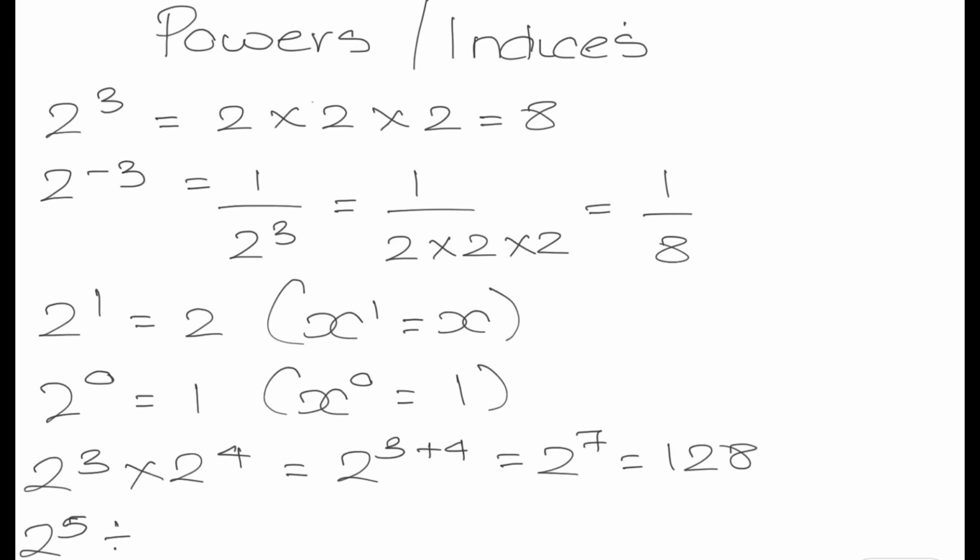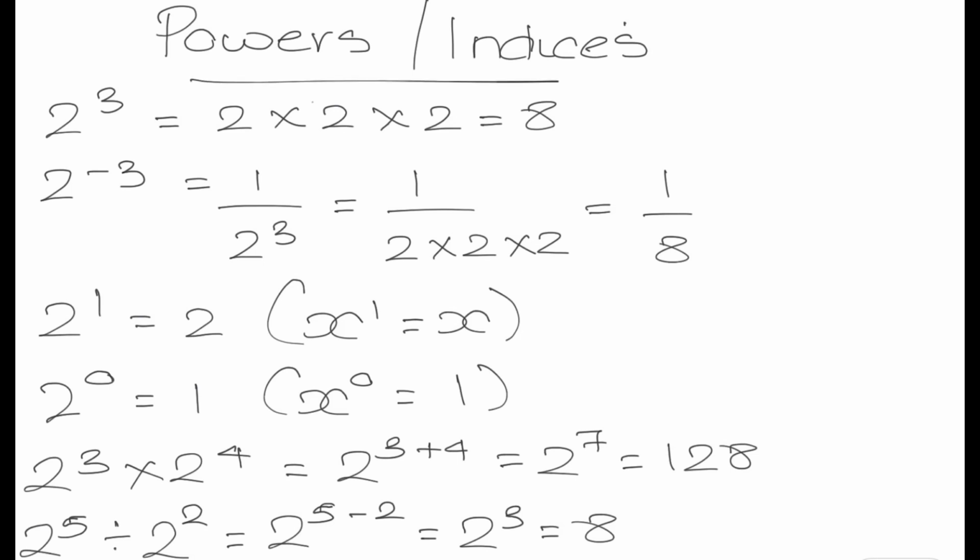So in the example here, we have 2 to the power of 5 divided by 2 to the power of 2. Once again, they have the same integer, so we can simplify the powers, which gives us 2 to the power of 5 minus 2, which gives us 2 to the power of 3, which gives us 8. Hopefully I've been able to run through some of those power rules for you, which then takes us on to the examples.